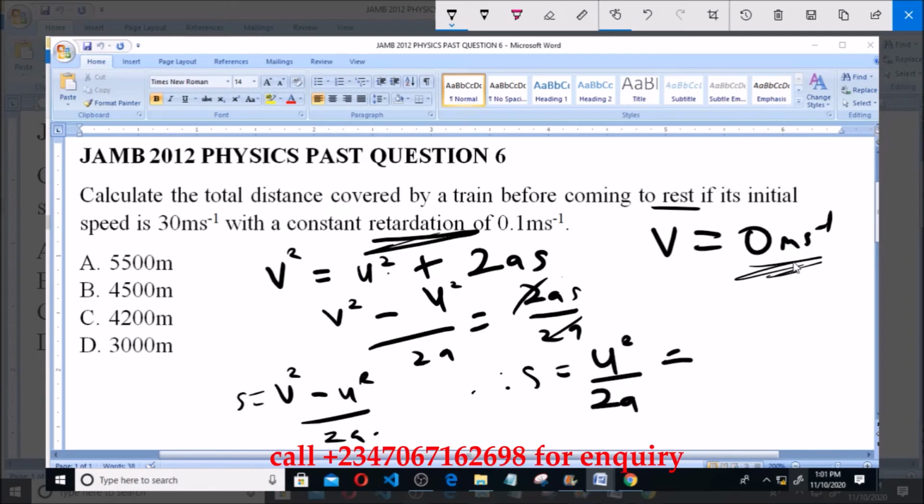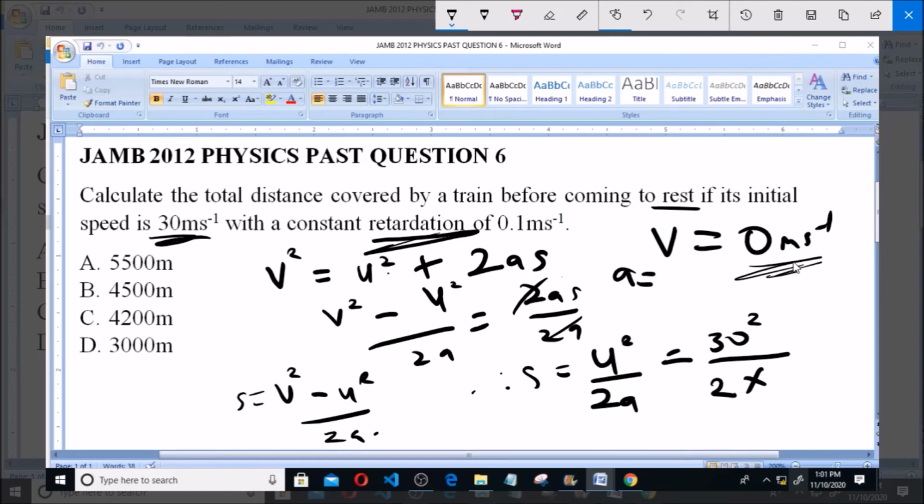So u squared, of course, with u the initial velocity, is 30 meters per second. So 30 squared over 2 multiplied by, now we said a is acceleration, but in this case what we are using as a is our retardation, since it is coming to a halt. So our retardation is 0.1. So 30 squared over 2 times 0.1 is equal to 4,500 meters. So 4,500 meters is the distance it will cover before it comes to a stop, and 4,500 is option B.